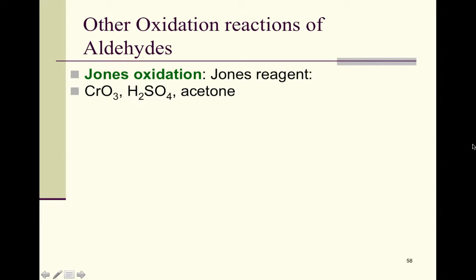Another oxidation reaction of aldehydes is to use what's called Jones reagent. So Jones reagent has the CrO3, sulfuric acid, and acetone. So again, instead of writing all this stuff with the arrow, which they can do, sometimes they'll just write Jones reagent. And again, it's an oxidation reaction where this hydrogen becomes an OH group.